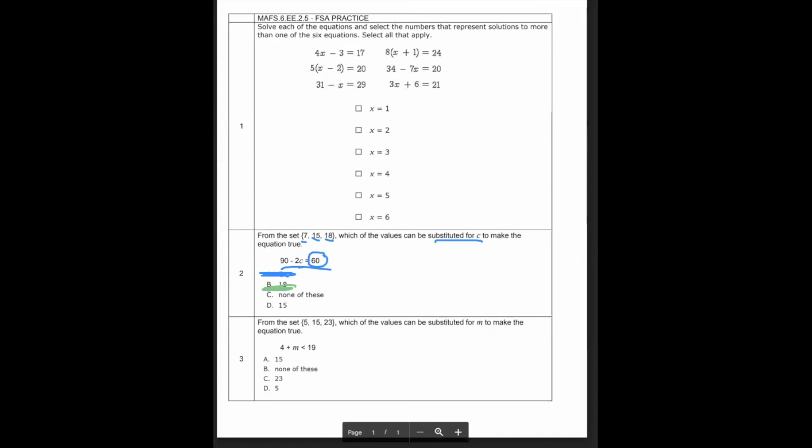So when you plug in 15 over here, what's 2 times 15? 30. So what's 90 minus 30? 60. So that one works because 60 is what we're looking for. 60 is the answer we got. The answer is D. So this is just plugging things in and checking. I think you guys know how to do it really well. So that's really good. But yeah, so D would be the answer.